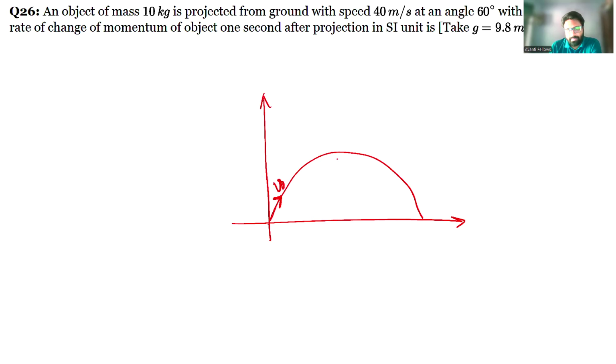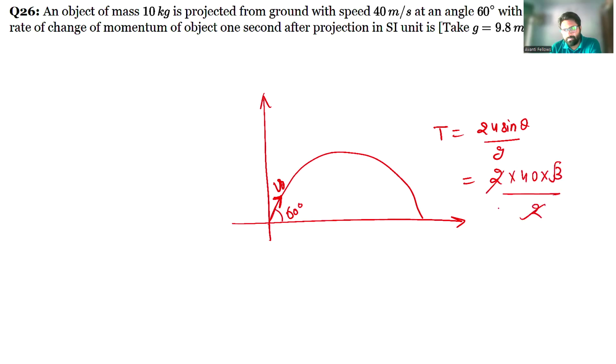Okay. Now, let's say after 1 second, if you calculate the time of flight, t is equals to 2u sine theta by g. So 2 into 40 sine theta, theta is 60 degree. Sine 60 degrees is root 3 by 2. So it is coming out to be 40 root 3. 40 into 1.732.